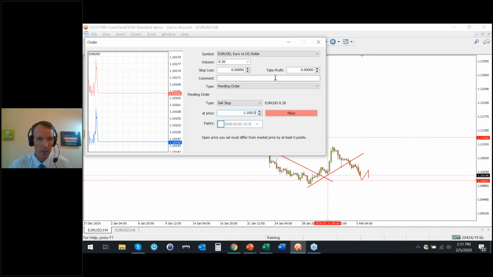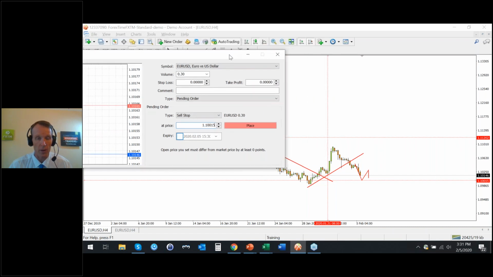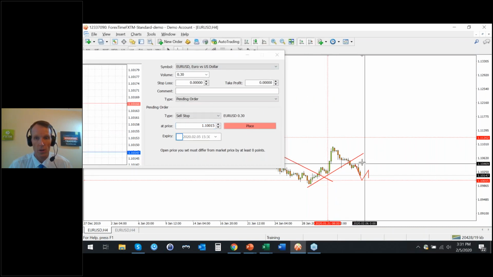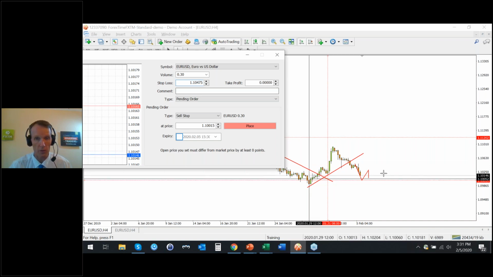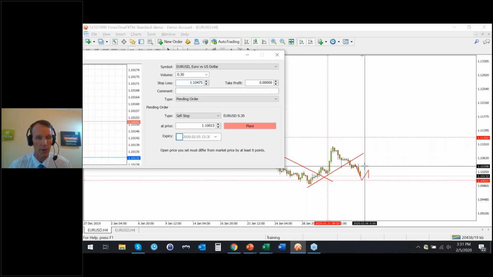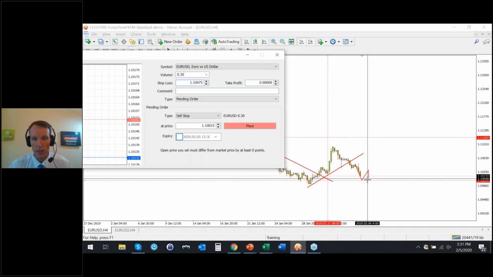Okay, in this case, let's say we want our stop loss. We want to put it there. That's 1.10475. Then the structure of the market is not down anymore. Then we want to get out. And let's say we want to take our first profit.